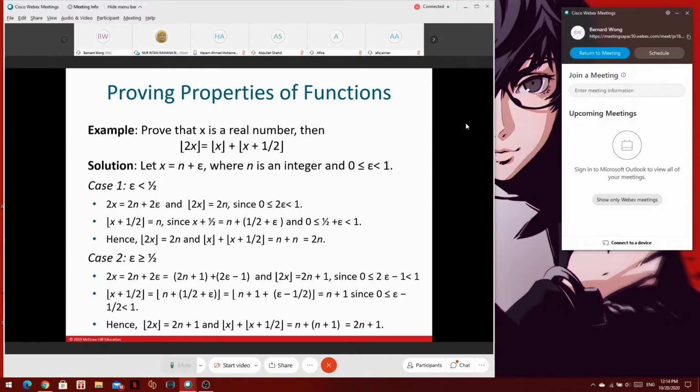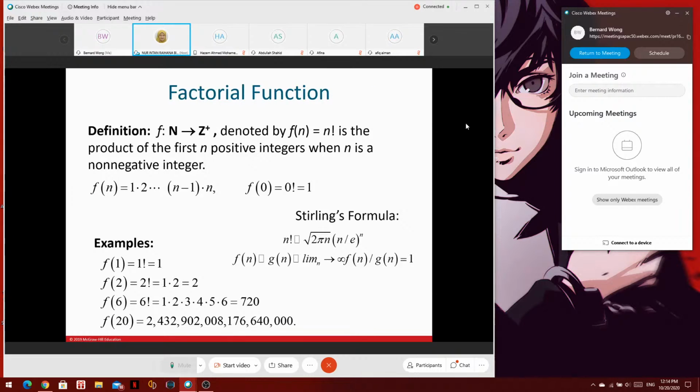Proving. Since the majority of you are from computer science, we are not having very critical proving questions and answers, so we'll skip this one.